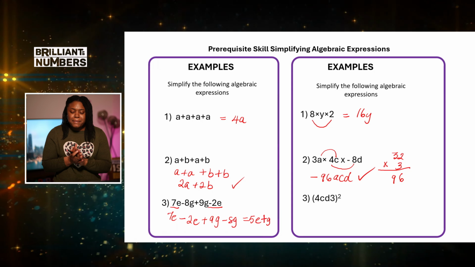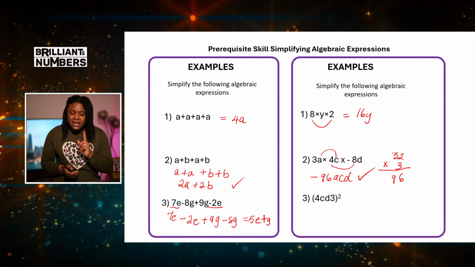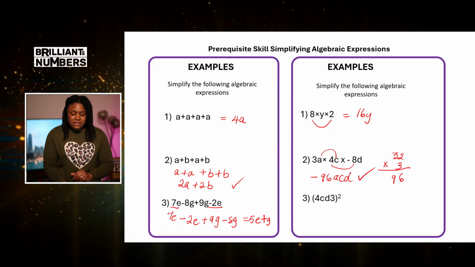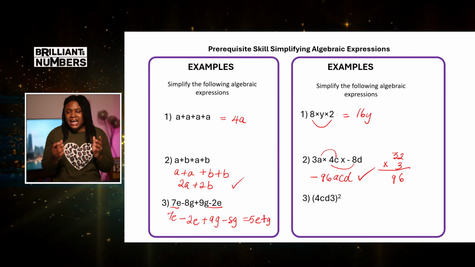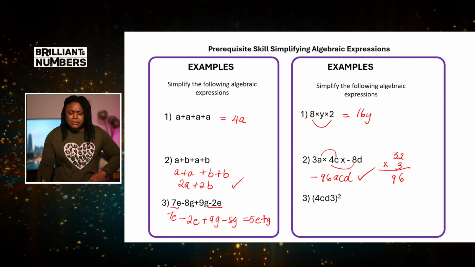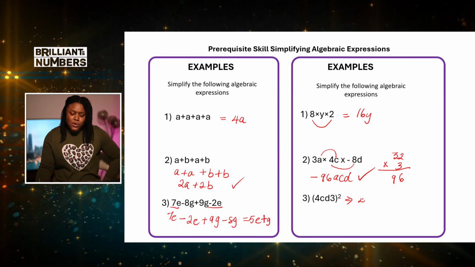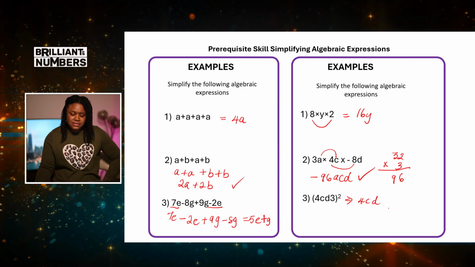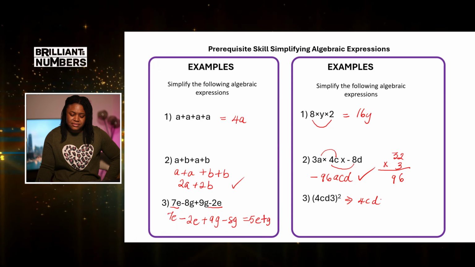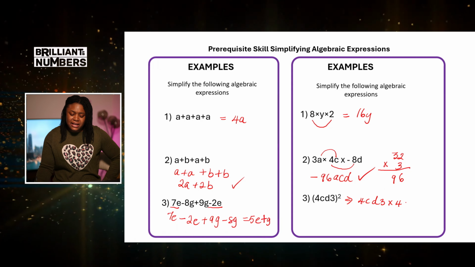I simply combine my letters together. Now, I've got the final example of our prerequisite task. So I'm asked here to square everything that's in this bracket. So I'm just going to go ahead and write this out. So I've got 4CD times 3, and then I need to multiply that all by itself.